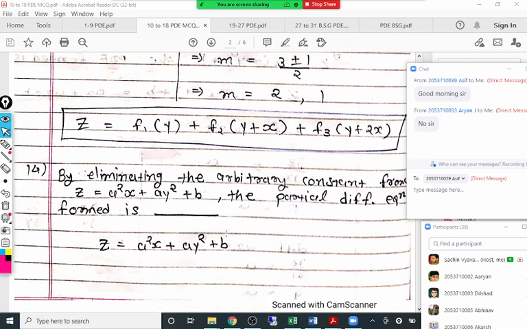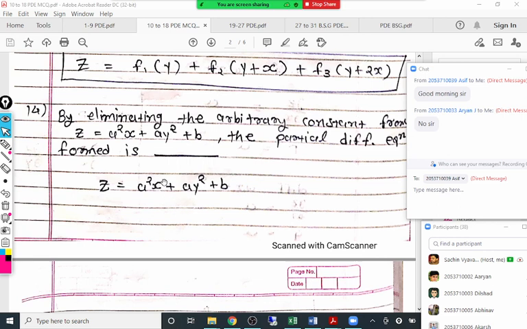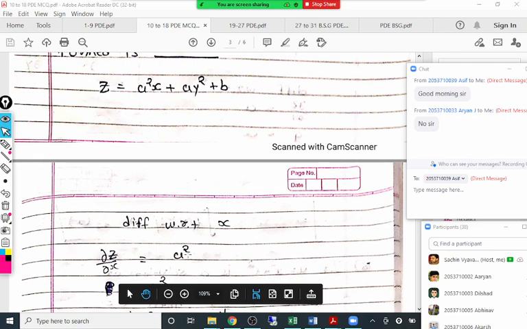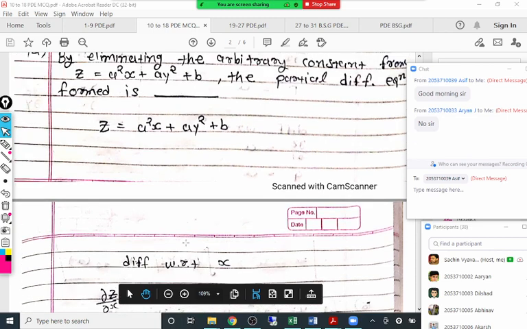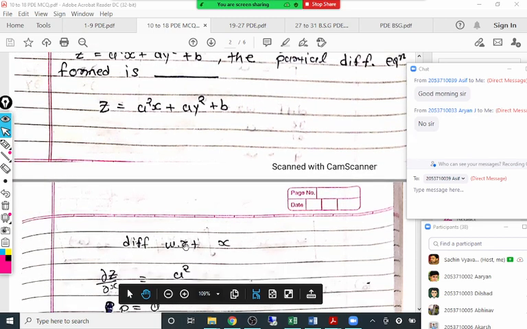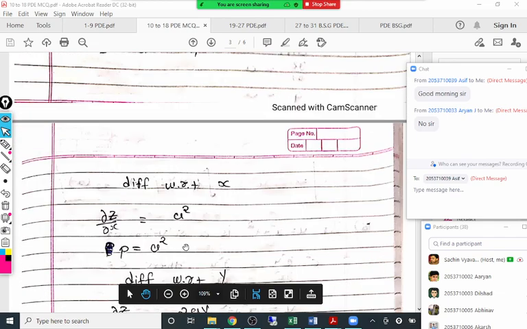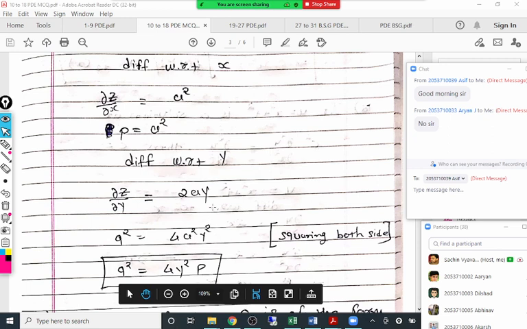Good. Now by eliminating the arbitrary constant, the differential equation we want. So how many constants do we have here? A and B again. So to eliminate the two arbitrary constants, we get a first order PDE. Let me see here. Dou z by dou x is coming a square, and dou z by dou y is 2ay, correct? 2ay.